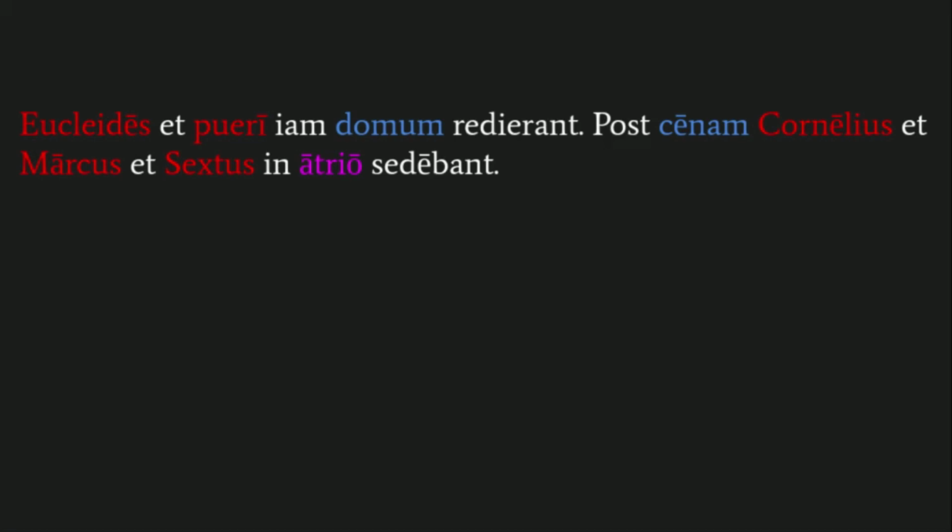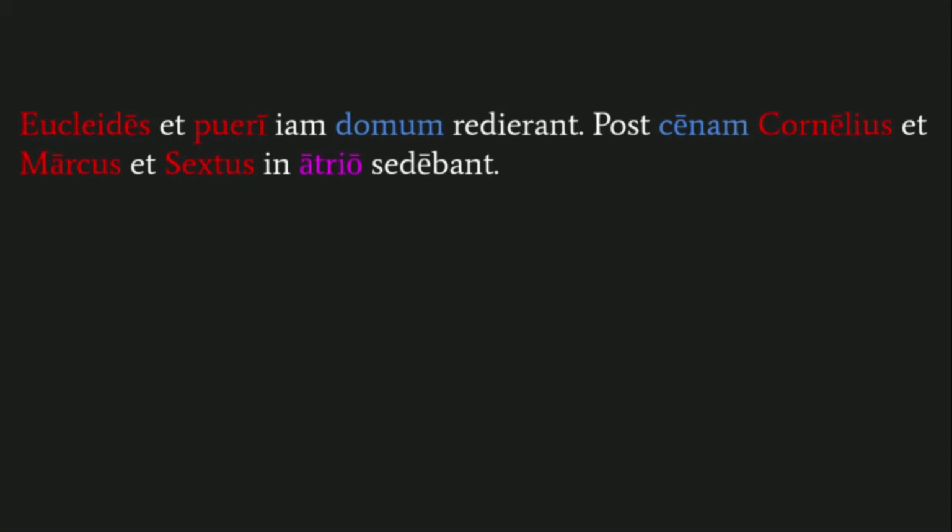So again, we're going to color code it. So when you see the colors here, it's highlighting the cases. Red is going to be for the nominative, green will be for genitive, yellow for dative, blue for accusative, and that pink color for ablative. Okay, and if we run into any vocative, which we will, we'll highlight that in orange. So the story starts off with Euclides et pueri iam domum redierat. So our subject is Euclides and the boys, right?